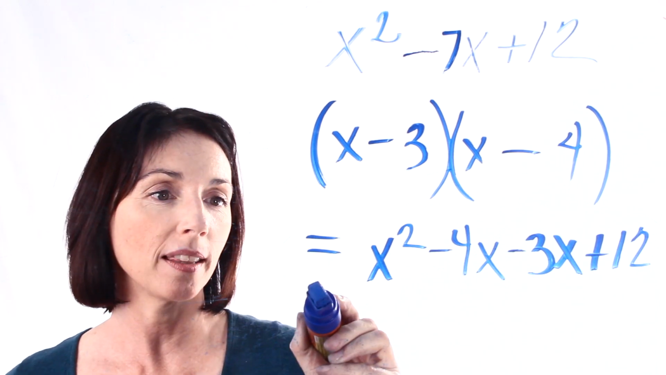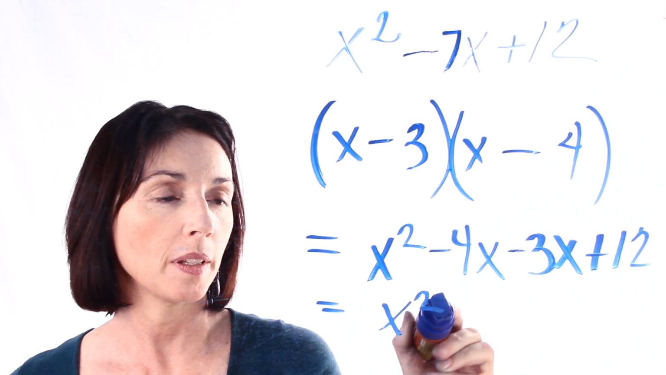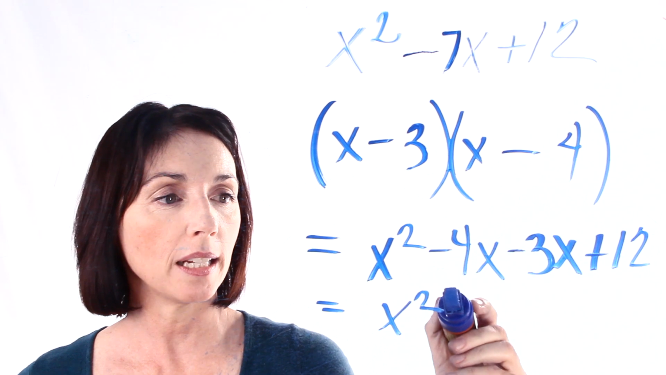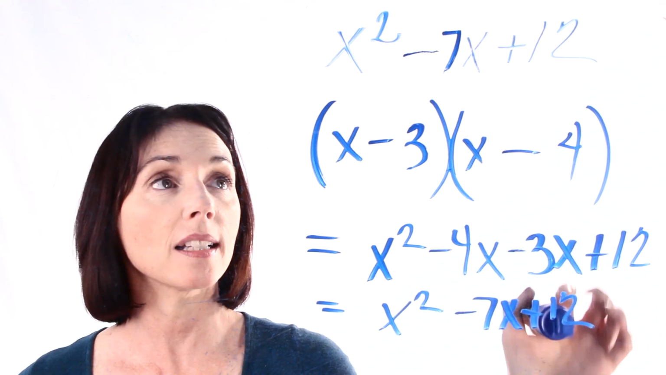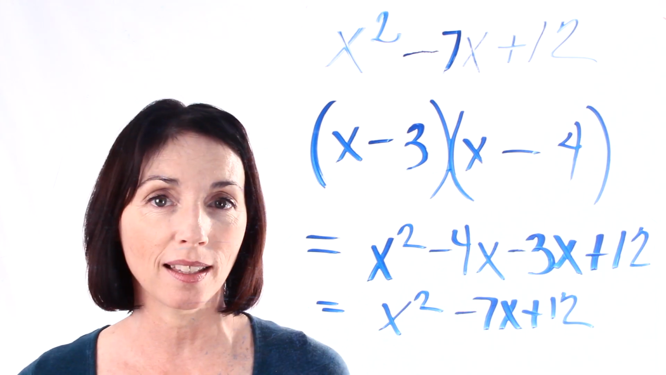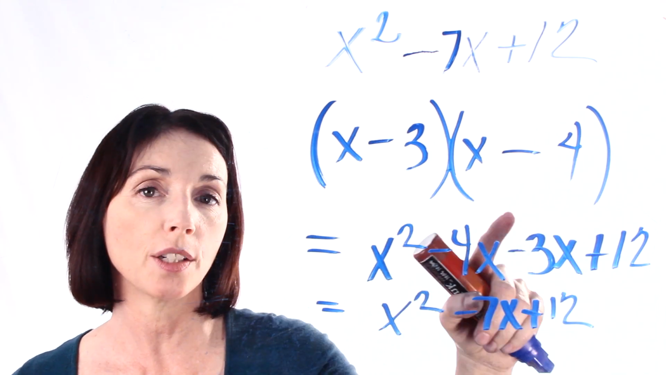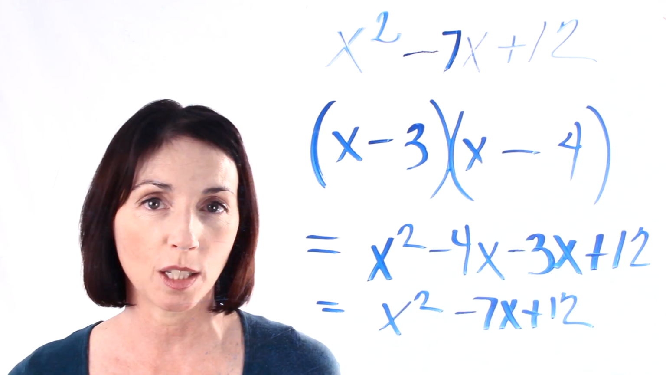Now if we simplify this, we get x squared. -4x minus 3x is -7x. And then we have our +12, which is exactly the expression we started with. So this is the correct factorization of this quadratic expression.